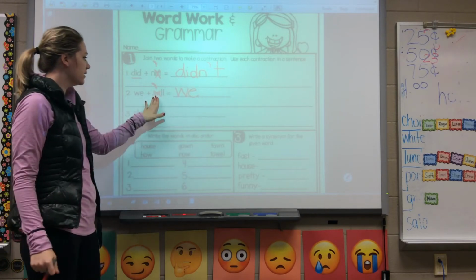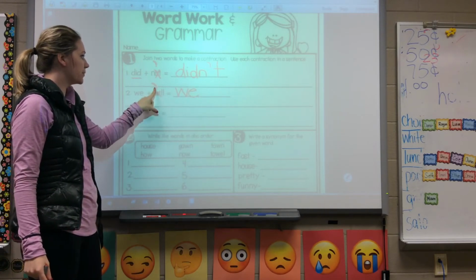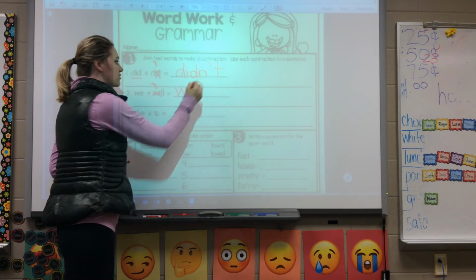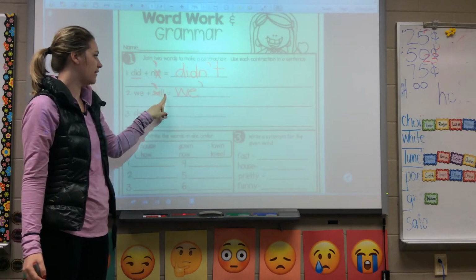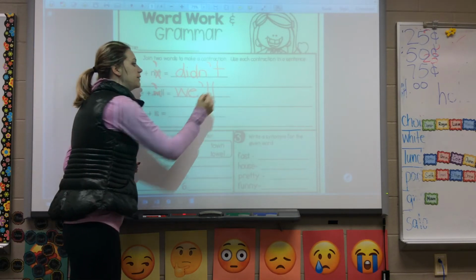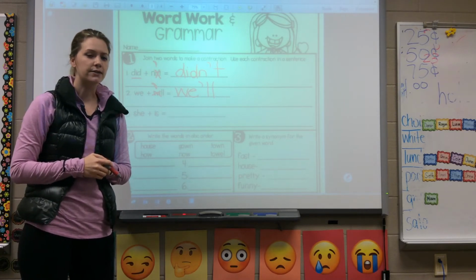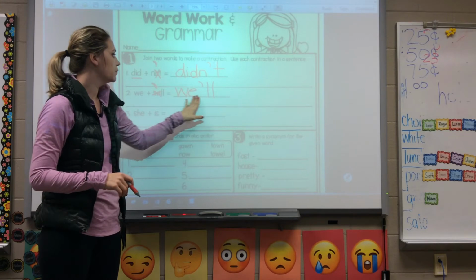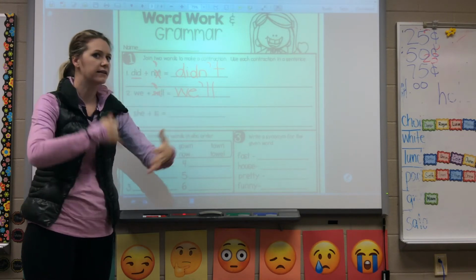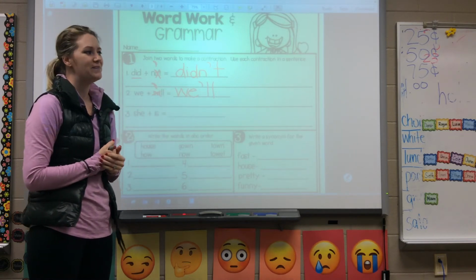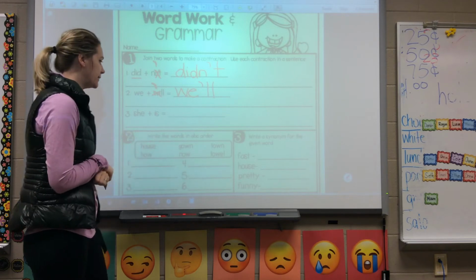Then we take a look. Our letters fell out, so we're going to put in our apostrophe, and then we have LL. So we will creates we'll. We will creates we'll, not wheels on a bike. It sounds very similar, but it is not the same, okay?